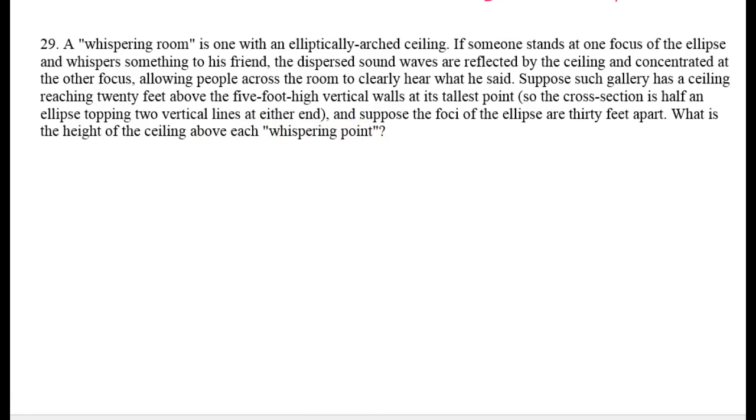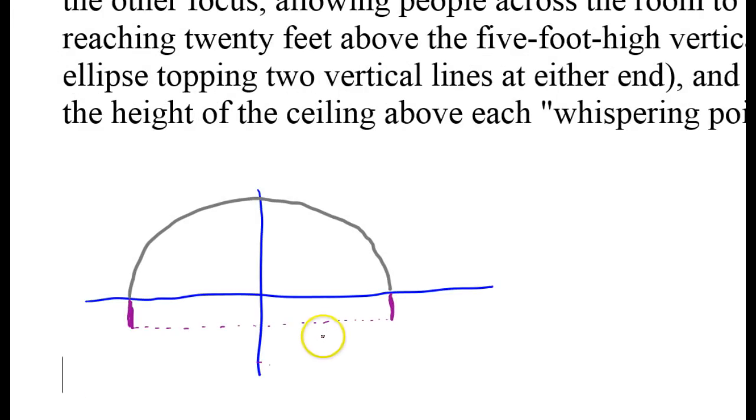Let's draw a picture. So the wording here is a little awkward. Let me see if I can make you understand what they're saying. They have these 5-foot vertical walls on either side. So this is 5 feet and this is 5 feet. Now, the top of the ceiling goes 20 feet above this. So they're saying that this distance right here is going to be 20 feet.